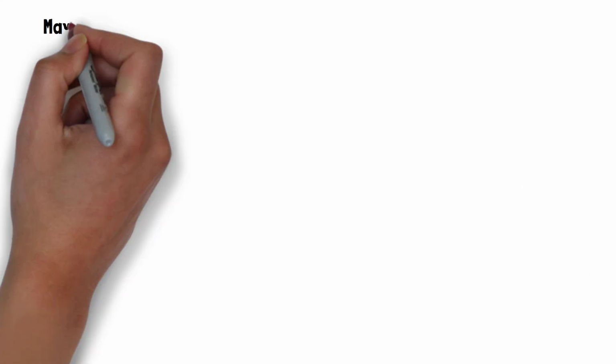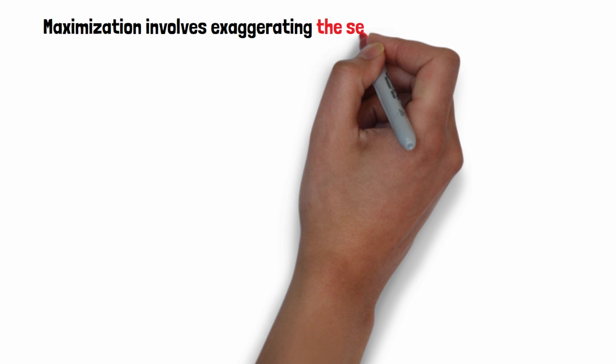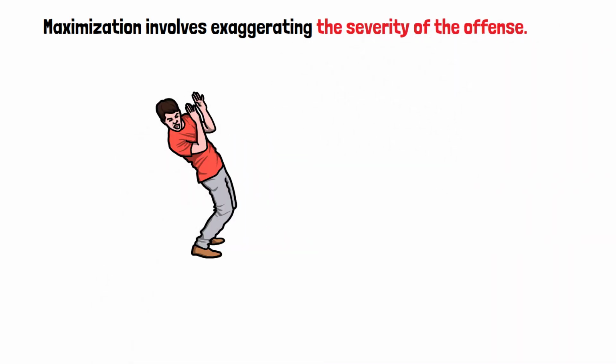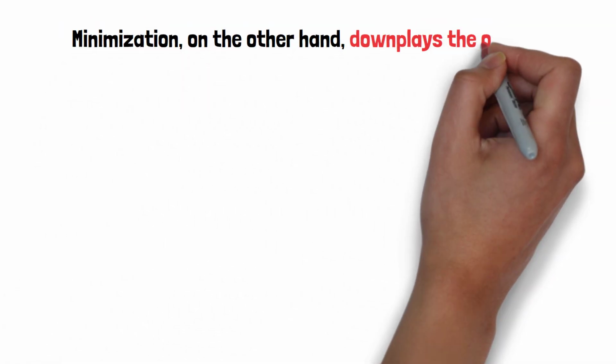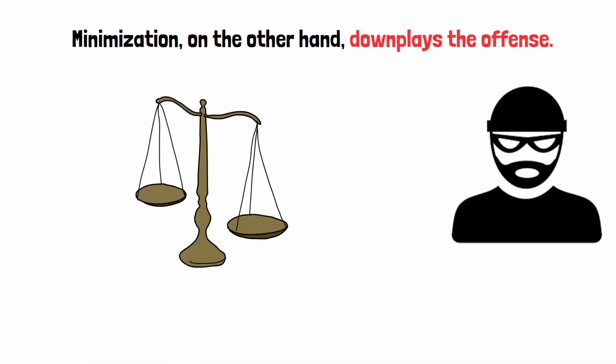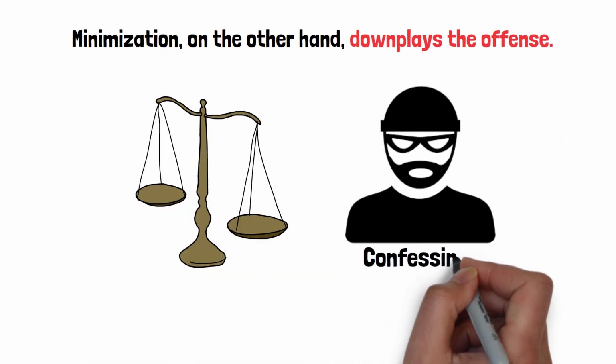Maximization and minimization. Maximization involves exaggerating the severity of the offense and potential consequences to intimidate the suspect. Minimization, on the other hand, downplays the offense or suggests justifications, making the suspect feel more comfortable about confessing.